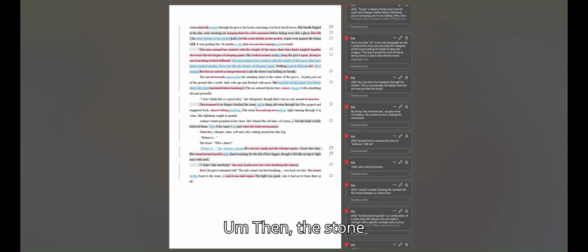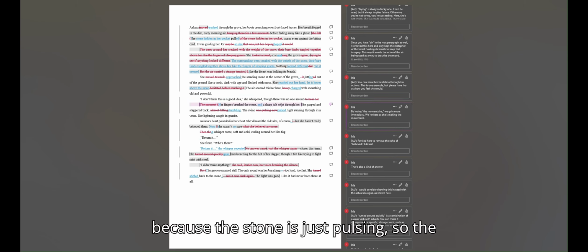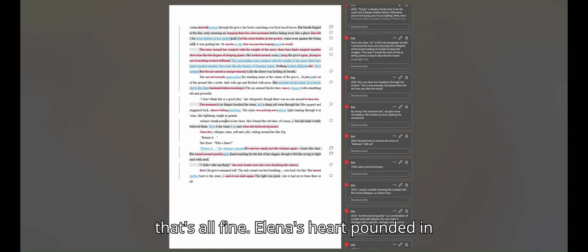Then the stone pulsed instead of was pulsing now. I mean, the stone was pulsing now. It's not wrong, but it's not really necessary to have that kind of grammatical structure, to have that tense, because the stone is just pulsing, so the stone pulsed, since we're writing in past tense. Light running through it in veins like lightning caught in granite, so that's all fine. Elena's heart pounded in her chest.